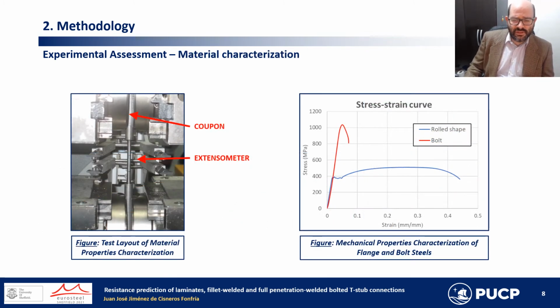Additional to the T-stub results, mechanical properties of flange and bolt steels were characterized by tension tests in coupons obtained from the same plate used to manufacture the specimens and machining additional similar bolts. This data is necessary for the numerical simulation and the theoretical analytical values calculated.